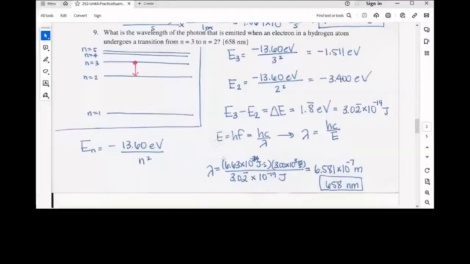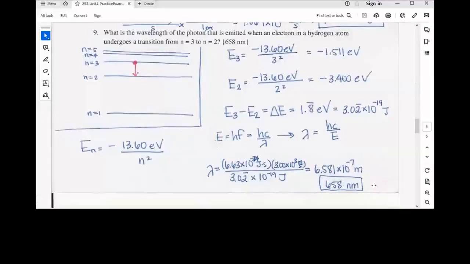Next, I took Einstein's photon energy expression, E is equal to Planck's constant times the frequency, and recognize that frequency is the speed of light divided by a wavelength. Thus, the wavelength is h times c divided by an energy, where the energy is going to correlate with the photon that would have to be emitted in order for the electron to go from state 3 to state 2. I know what that value is. We can plug that in and we get 6.581 times 10 to the negative 7 meters.